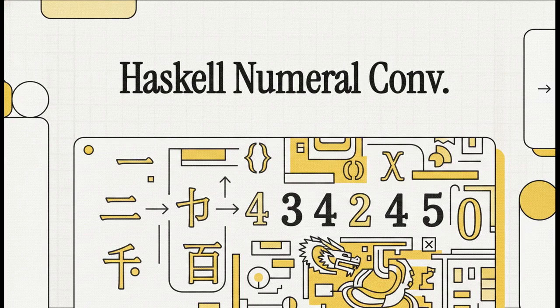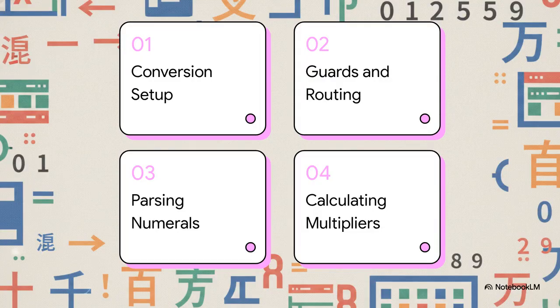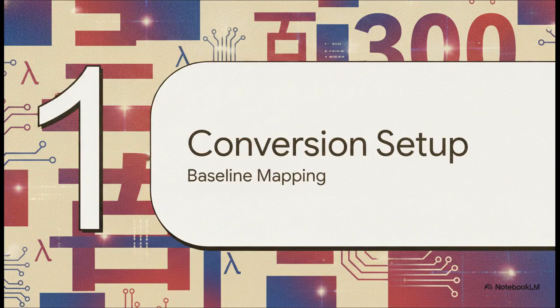So we're going to look at a developer's real-world code to see exactly how they bridge this crazy gap between human language and elegant software architecture. Let's get into it. Okay, here's our roadmap for today. We'll start with the numeral conversion setup, then check out Haskell guards and routing, move on to parsing the actual Chinese numerals, and finally, calculate with multipliers. So, part 1, the numeral conversion setup.